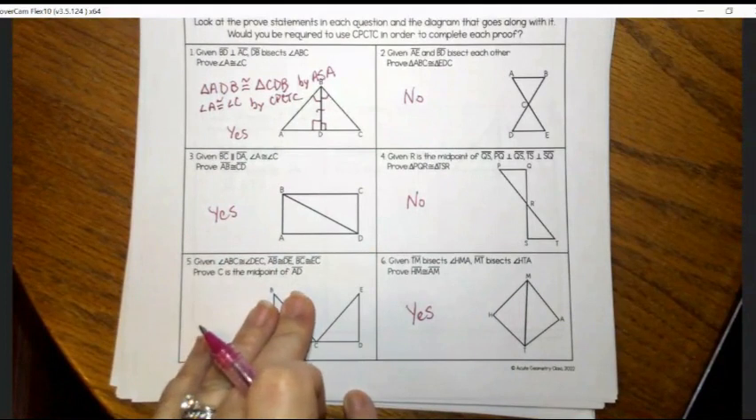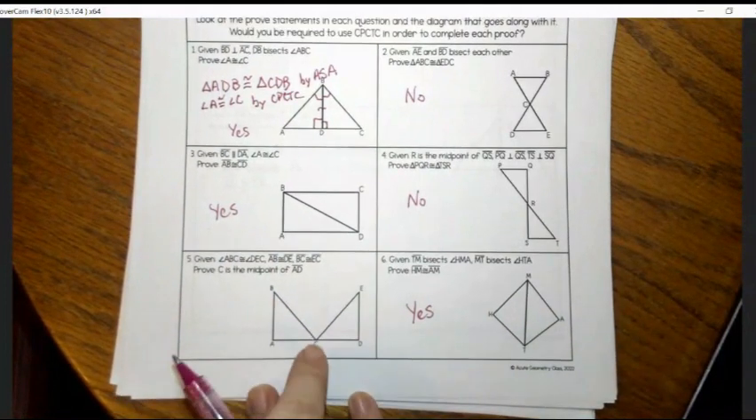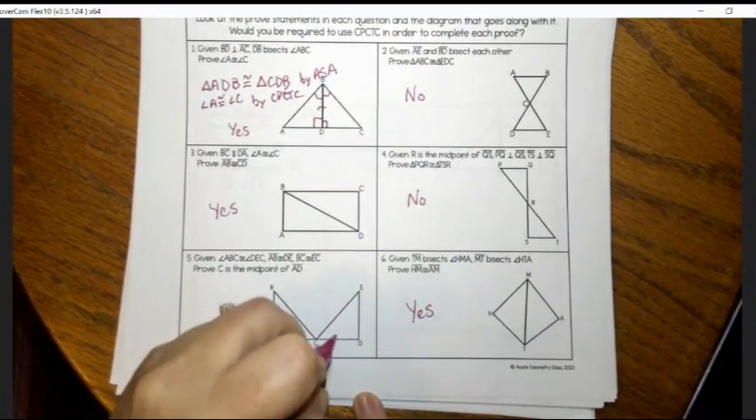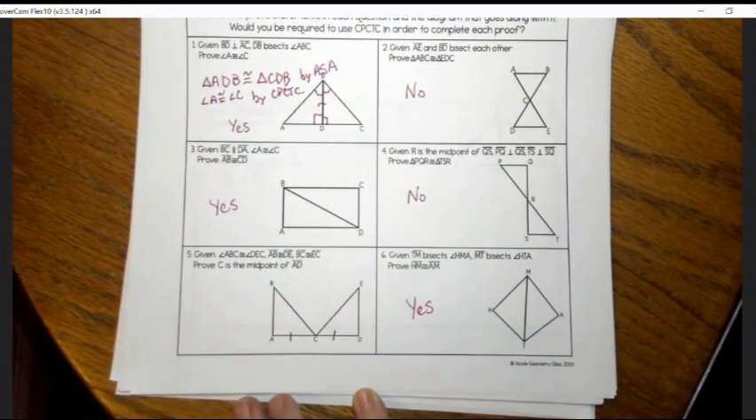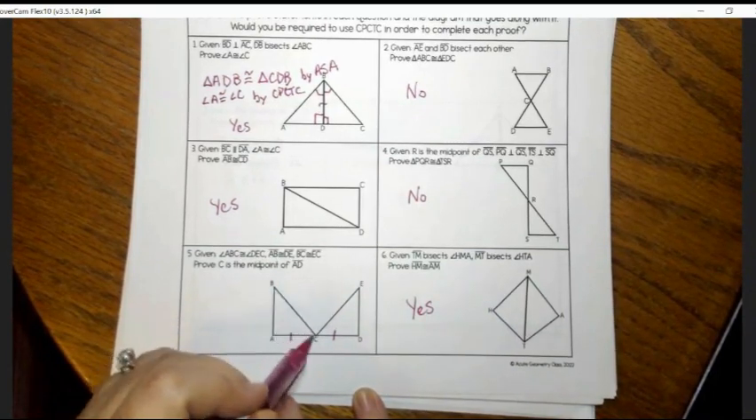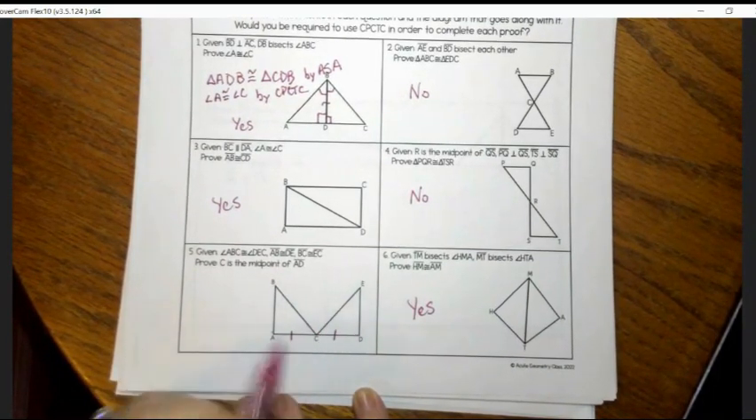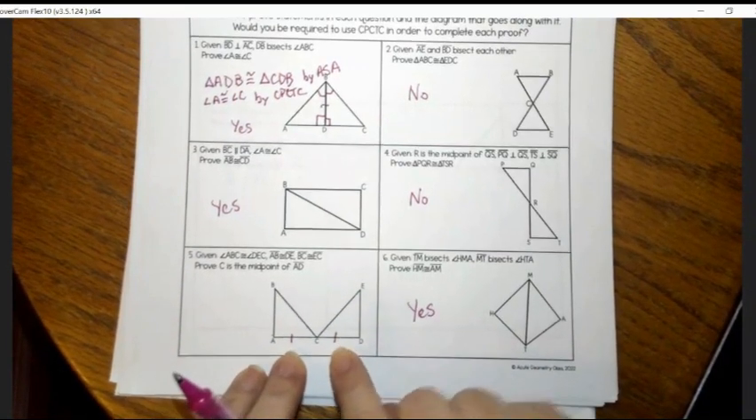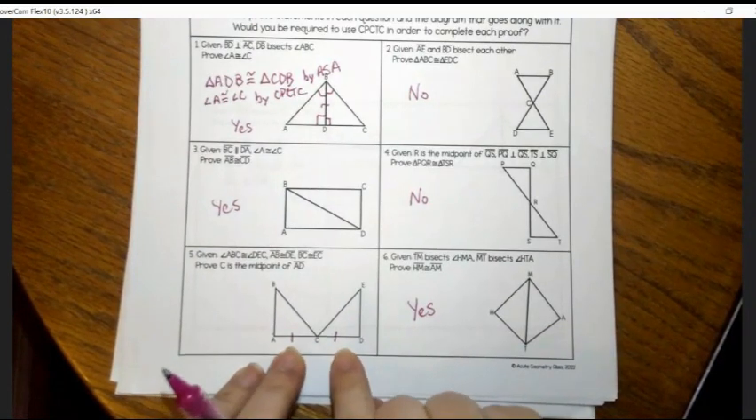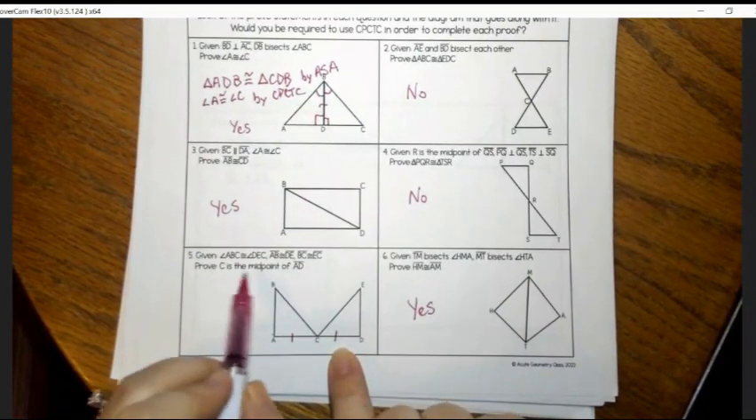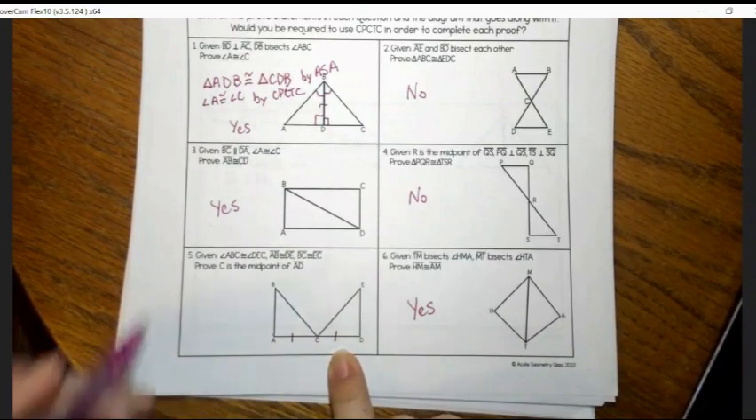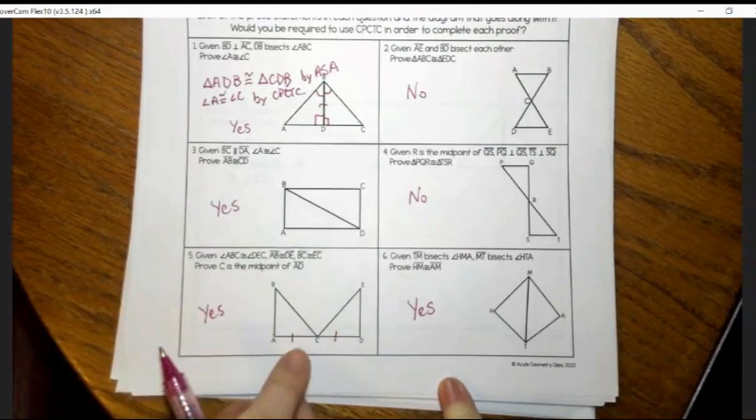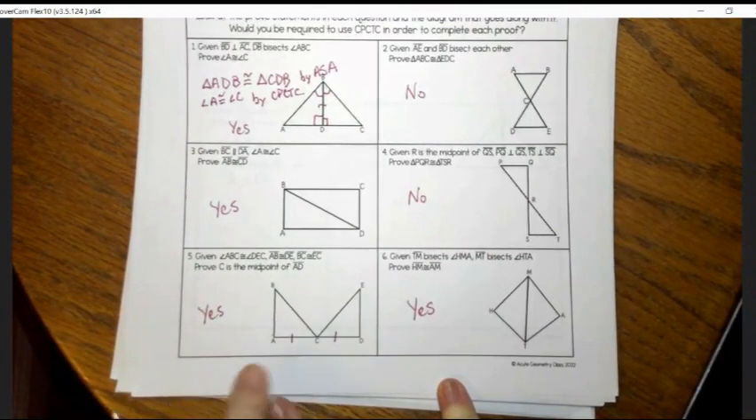This one's different. For this one, we have to prove that C is a midpoint. So think about that. If C is a midpoint, that means that AC and CD would have to be the same. So basically we're going to have to prove the triangles are congruent. Then we're going to have to say by CPCTC those two sides are congruent because they're corresponding parts of the triangle. And therefore, since the sides are congruent, by the definition of a midpoint, C will have to be the midpoint. So this one is yes. This one's the most complicated of all of them, but we're going to do an example of it.